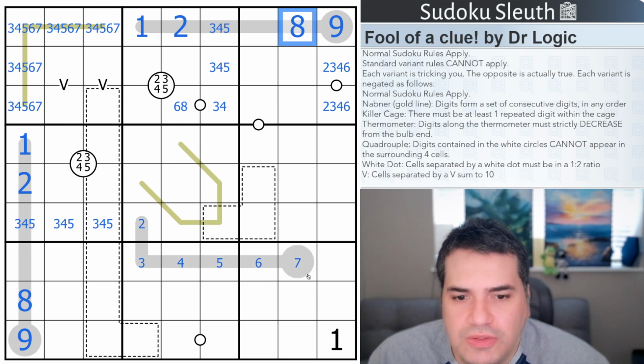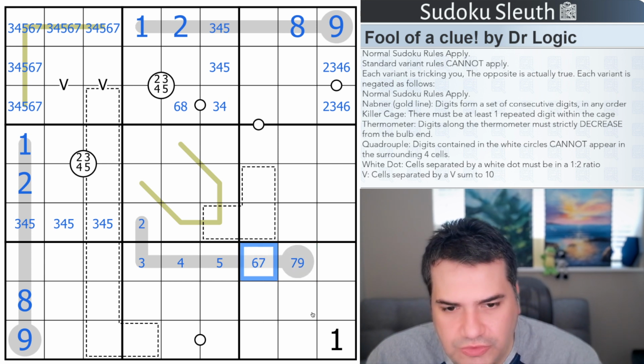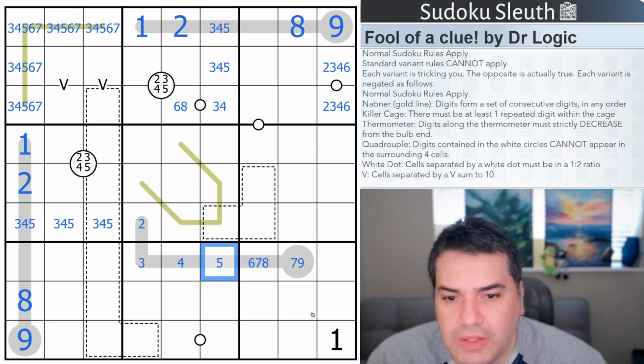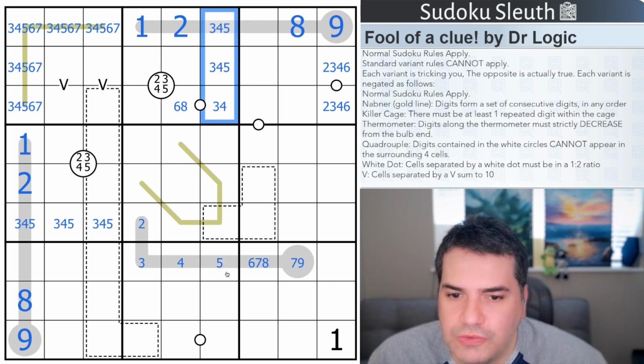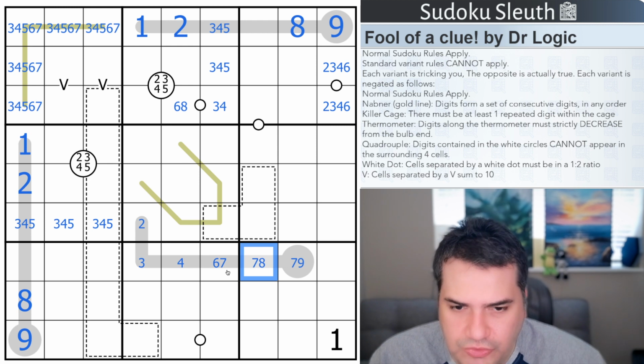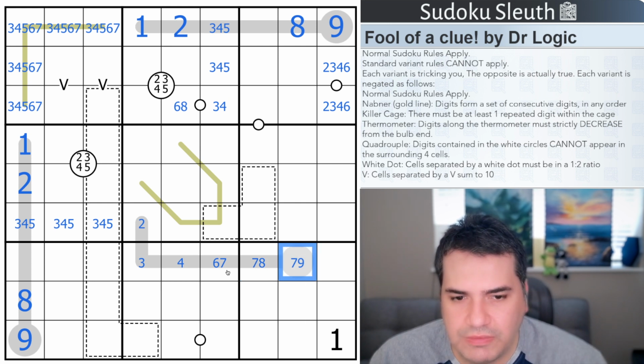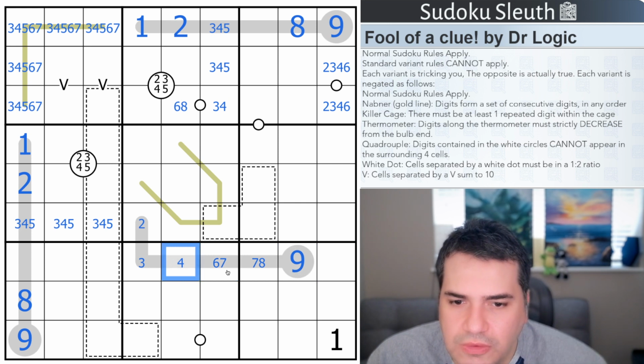Because we have an 8 in here, that's a maximum of 9. It can't even be an 8. This could be 6, 7, or 8. This can't even be a 5. We've got 3, 4, 5, so not a 5. This is 6 or 7. Therefore, this is not a 6. Can this actually even be a 7? No, because the minimum here is 7. That's a 9. That's forced.